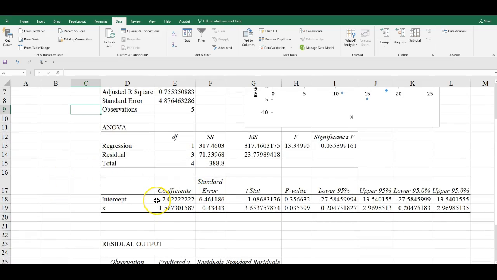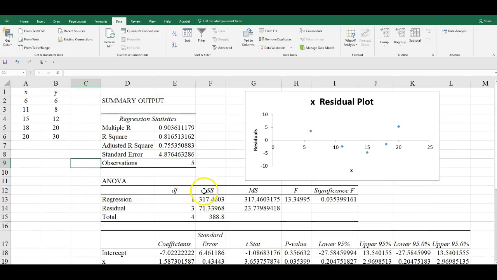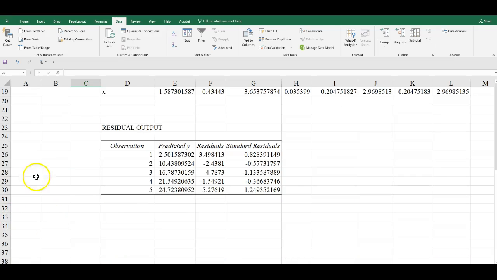But this is the y-intercept. This is the slope of the x variable, the sum of squares regression, sum of squares errors, and the total sum of squares. In the residual output area, these residual values will also be considered correct.